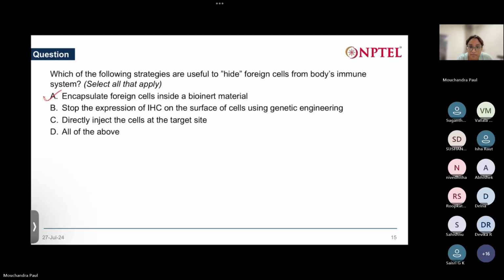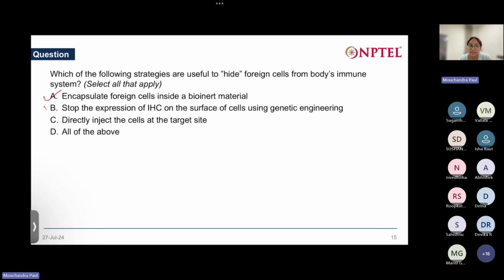B can also be correct, since if we suppress the immunohistochemistry of a cell, it will not be recognized by our immune system. Yes. So I think you're correct. So B can also be a useful strategy. But if you directly inject this at a target site, maybe for a few hours the cells can do their job, but it won't be for a very long period of time because nearby immune cells will be triggered and they will be immediately targeted for killing.